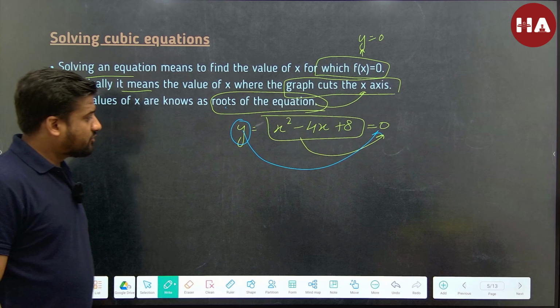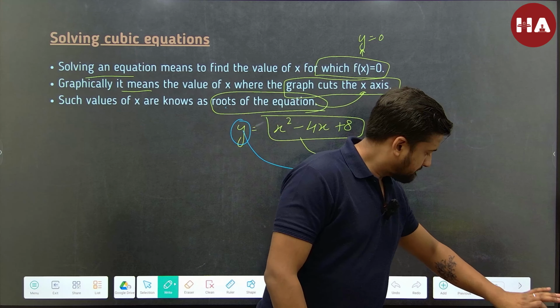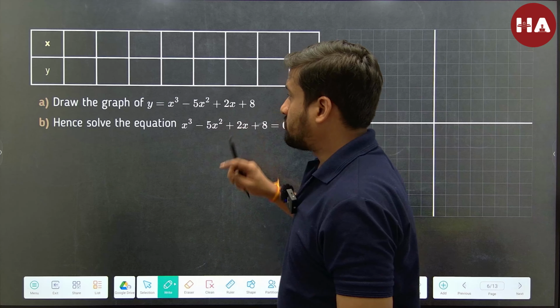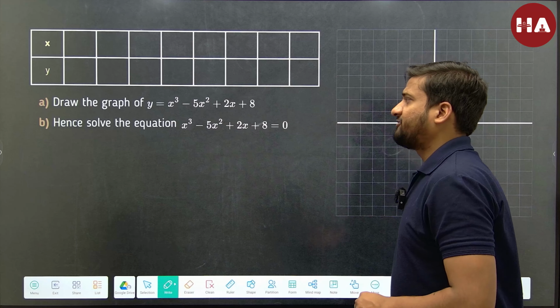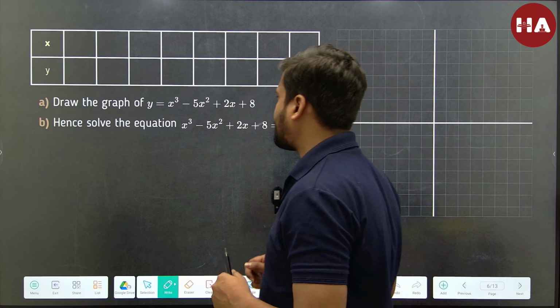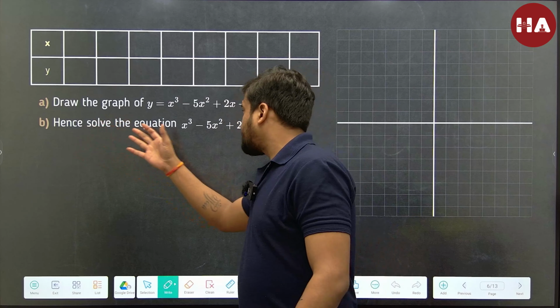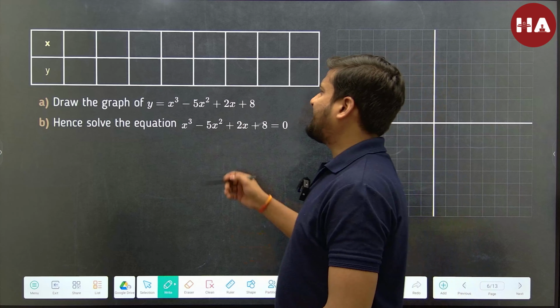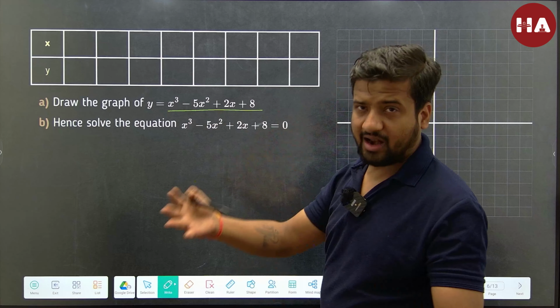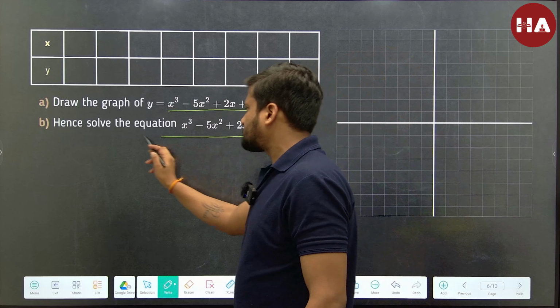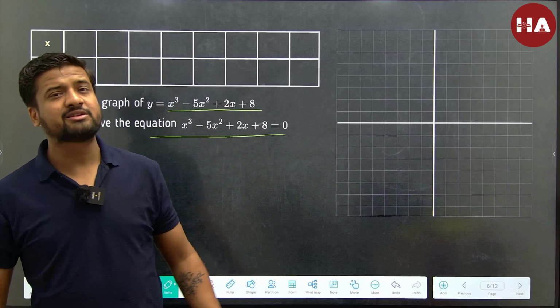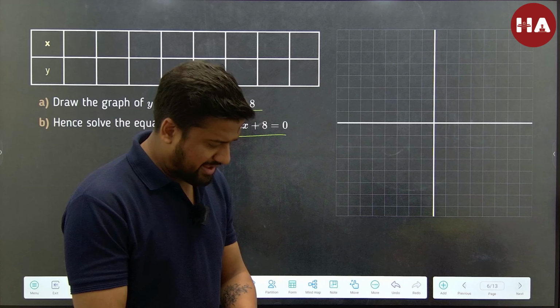All right, moving on to a question. Draw the graph of y equals x cube minus 5x square plus 2x plus 8, and hence solve the equation. If I can draw the graph, I can easily solve this equation. That will be the points where the graph touches the x-axis.